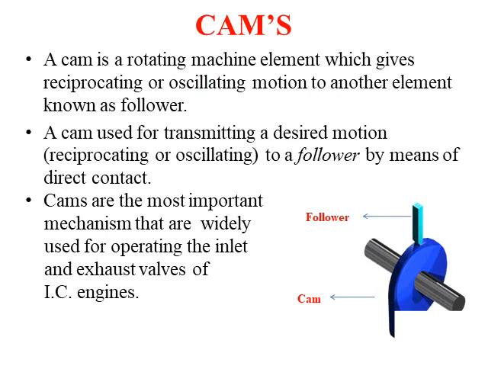Coming to the definition of a CAM: a CAM can be defined as a rotating machine element which gives reciprocating or oscillating motion to another element known as the follower. Or it can also be defined as a mechanism used to transmit a desired motion to a follower by means of direct contact.